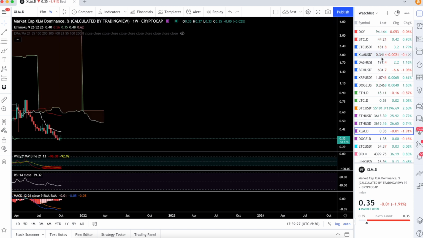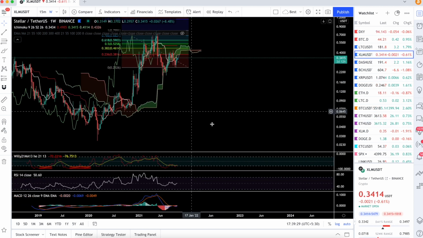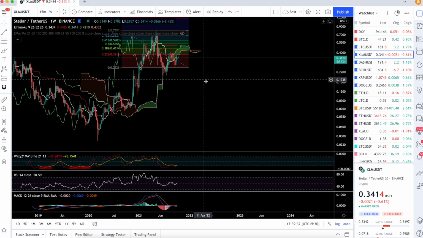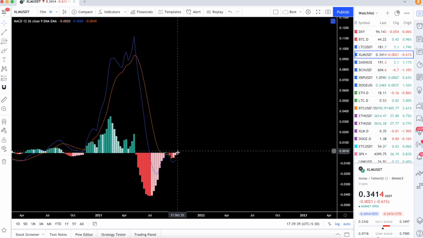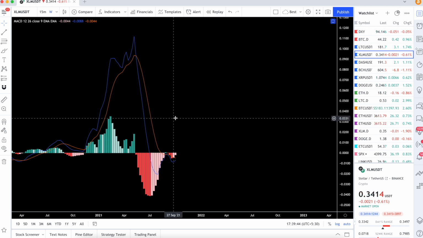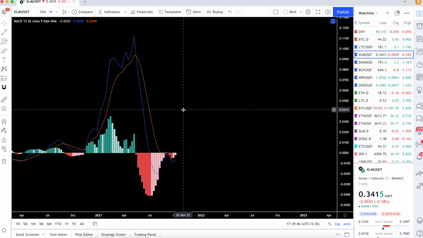So let's go back to the Stellar Lumens USDT chart again, and this is the weekly chart of Stellar Lumens. You can see that even despite pumping so much, we still have not flipped to the green sign on the MACD, which shows that there is still plenty of time to get in.